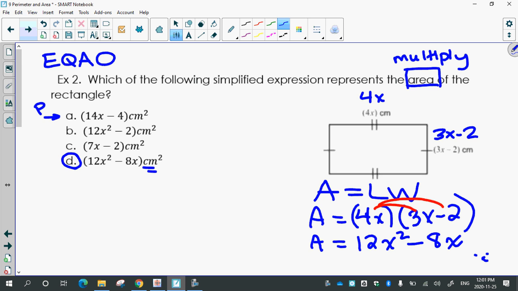That's what makes EQAO tricky, right? Because it's not just one answer that's close and the other ones are all way out there. They're all common errors that people make. Okay, how many people would have got that one right? We're just learning, so that's awesome. Good. Excellent.